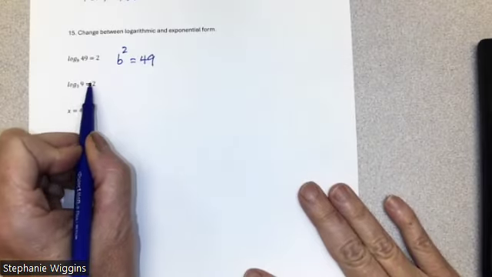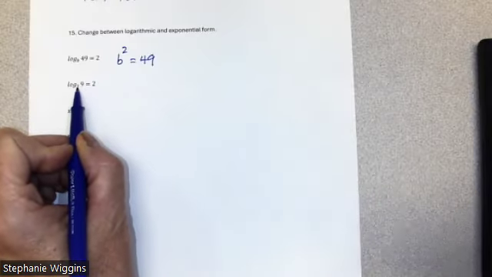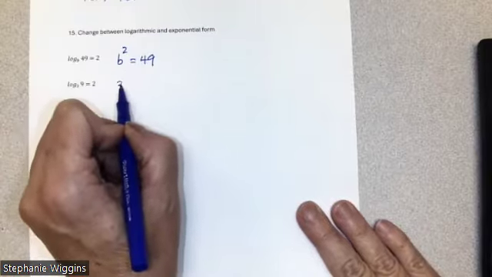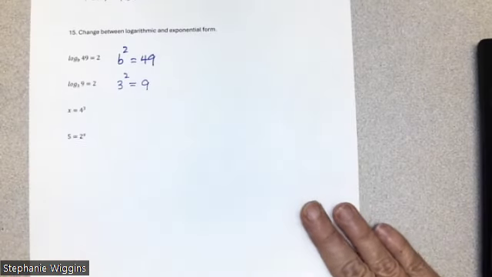The log is the exponent. So again, the exponent is 2. The base this time is on the bottom, that's 3. So we're going to have 3 squared, and what's left over is the 9. So that's equal to 9.